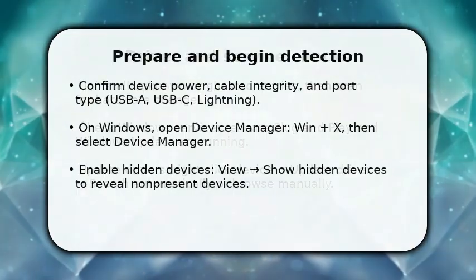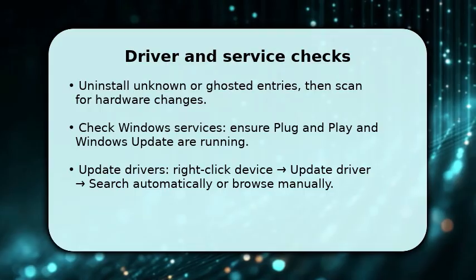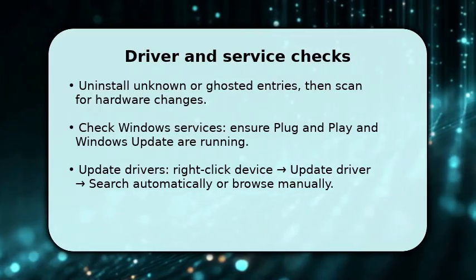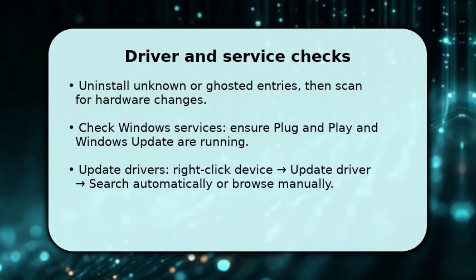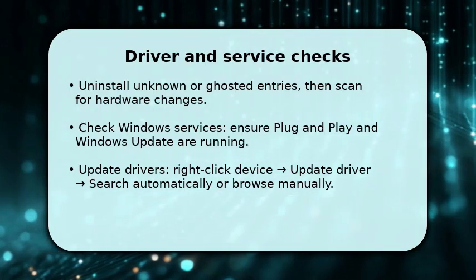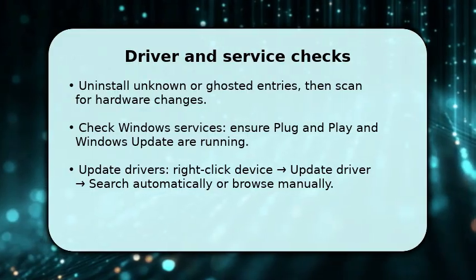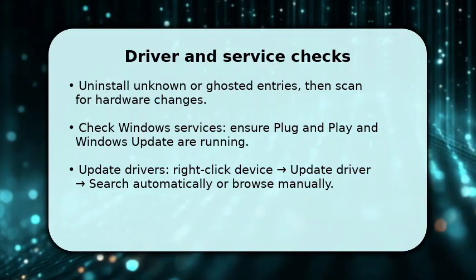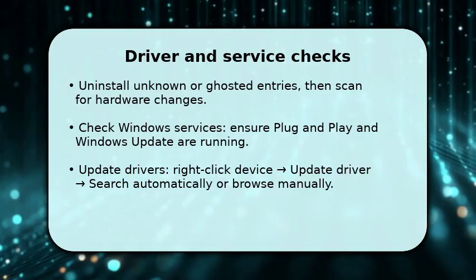Now you'll address drivers and services that control device visibility. If you see unknown or grayed out entries, uninstall them, then choose Action, right arrow, Scan for hardware changes to force detection. Make sure Plug and Play and Windows Update services are set to automatic. These services manage enumeration and driver delivery, so restarting them often restores recognition.